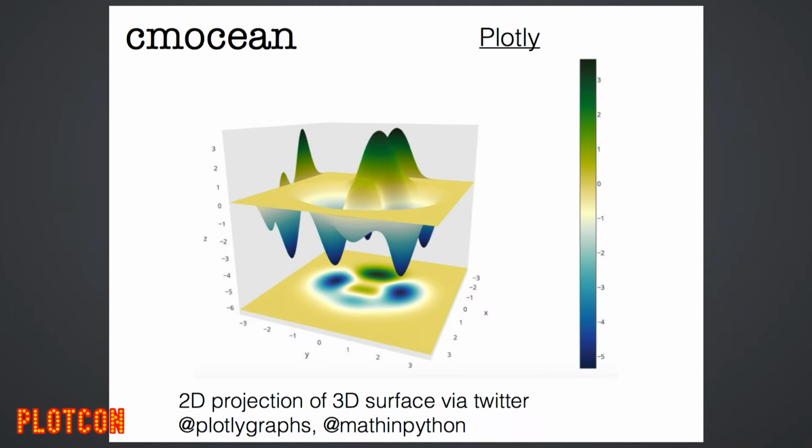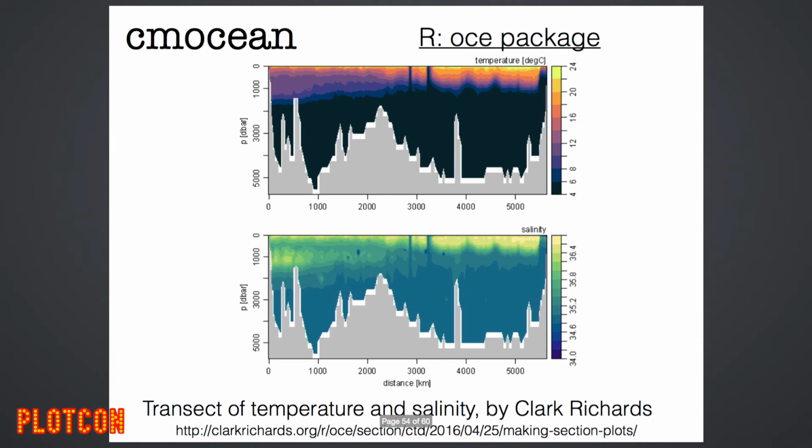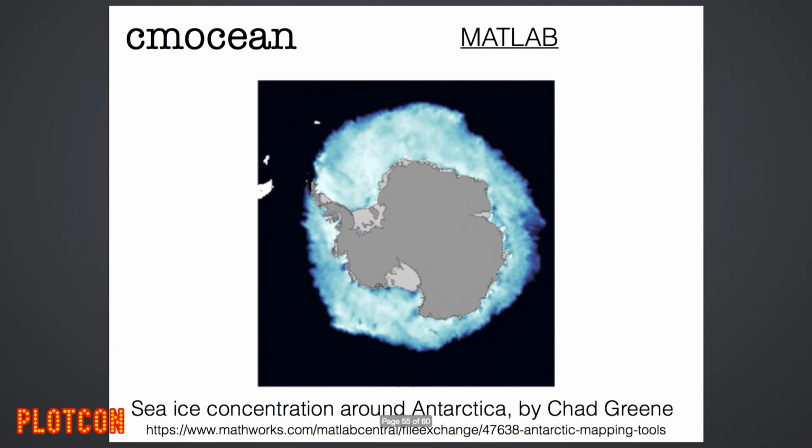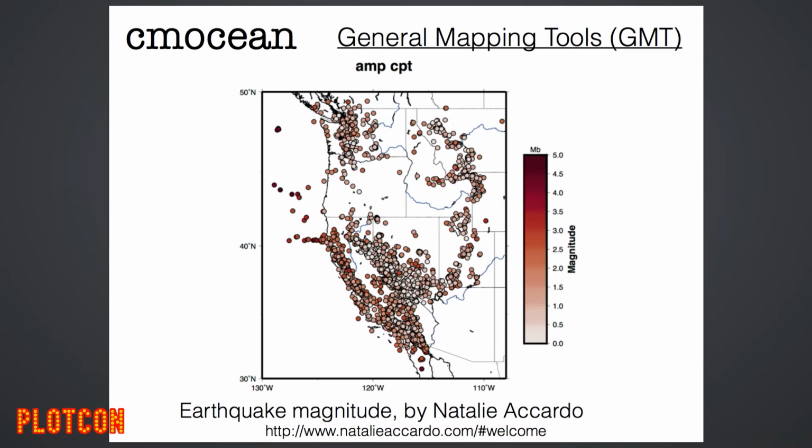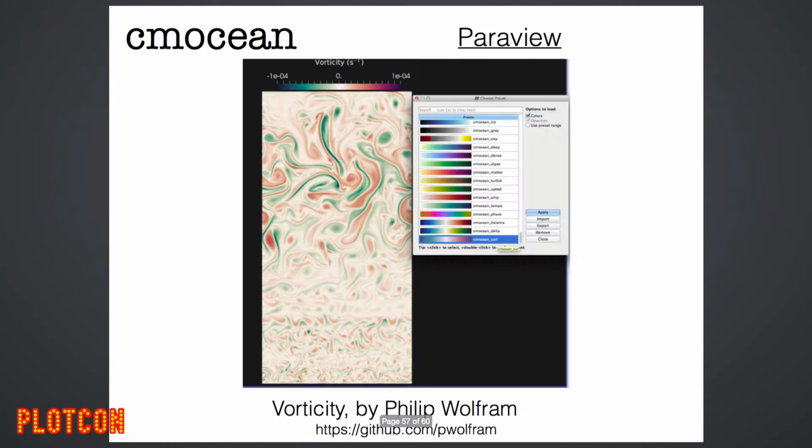While I use Python and I originally developed these in Python, they are available in many other software platforms, a few of which are Plotly, R in the OCE package. Here we have transects of temperature and salinity. MATLAB, there's a MATLAB toolbox that you can use these through. Here's sea ice around Antarctica. General mapping tools. ParaView, and several others are available on GitHub.